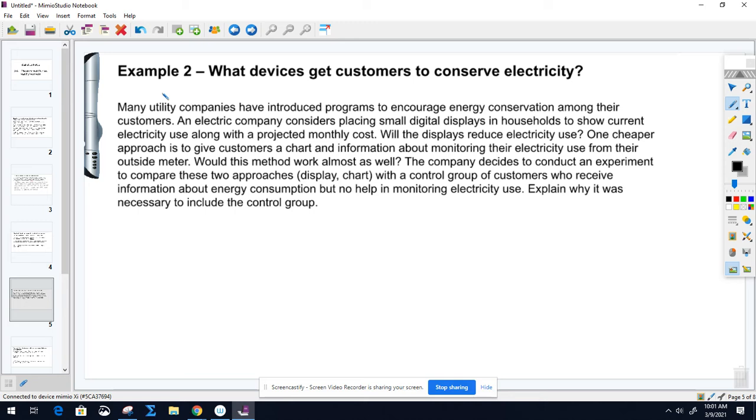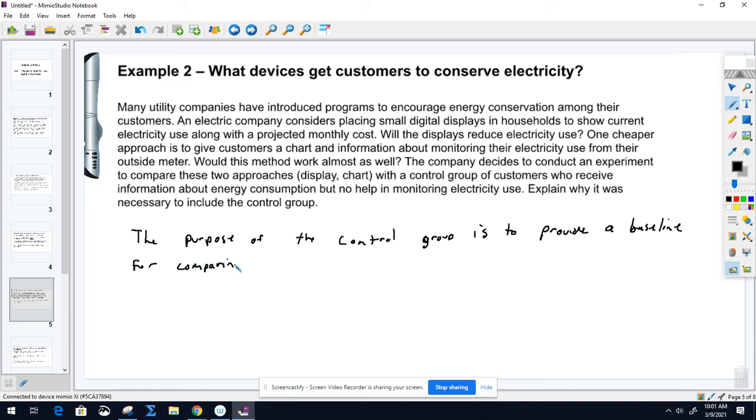So the purpose of the control, and again, this is kind of a memorized answer here. The purpose of the control group is to provide a baseline for comparing the effects of the other treatments.